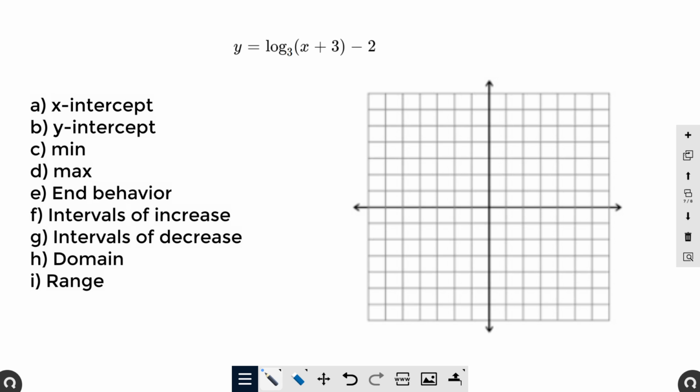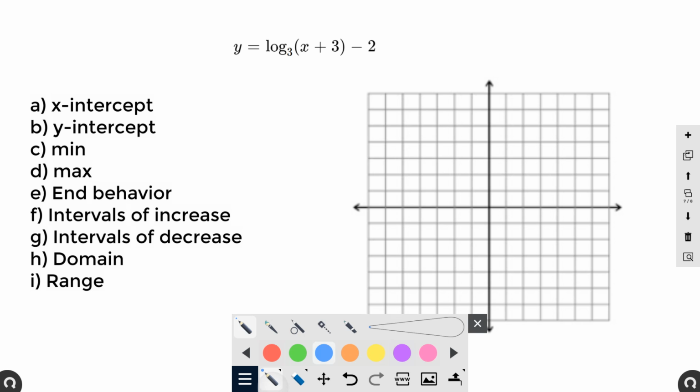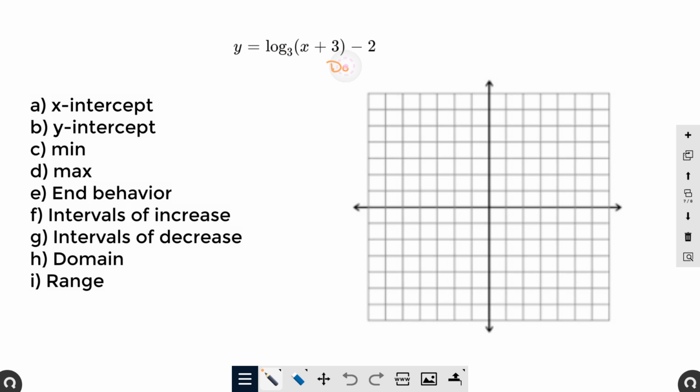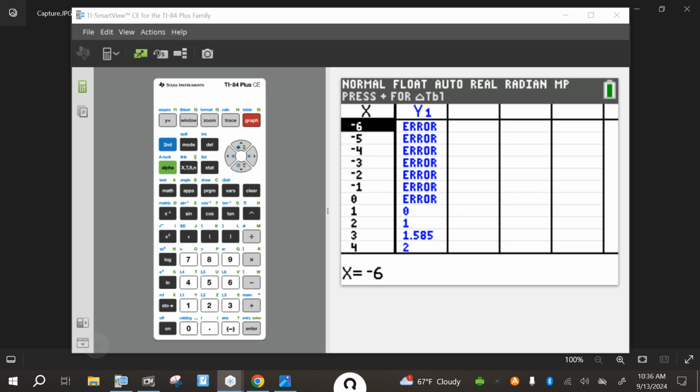Now, before you graph this one on your calculator, think about how it translates, how it moves. So how is this moving? Down 2 and left 3. So left 3, down 2. Think about what that's going to do to the graph that we just graphed. Imagine it moving left 3 and down 2. But let's also type it in our calculator.